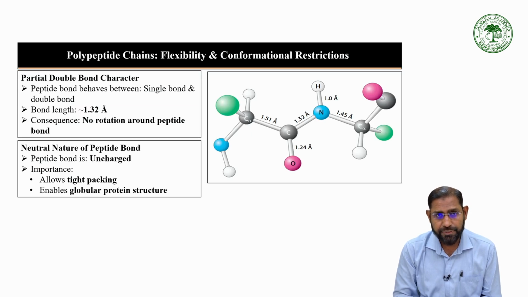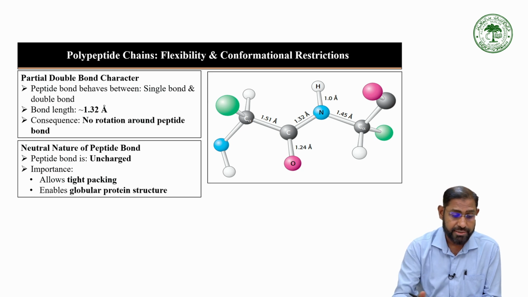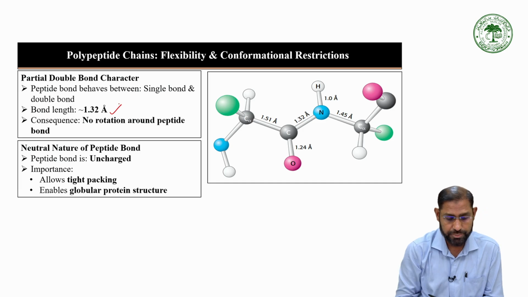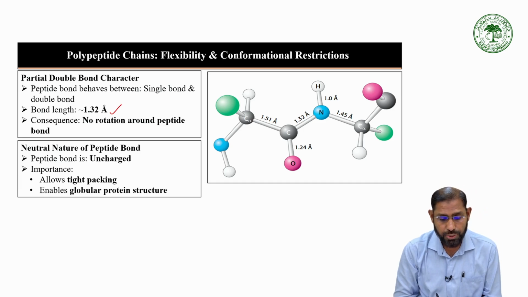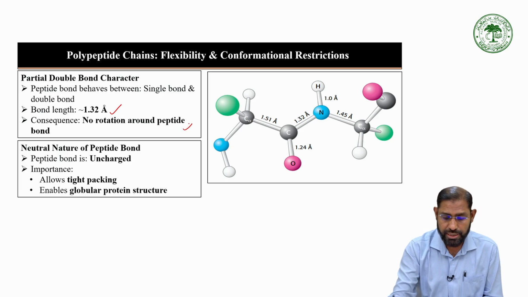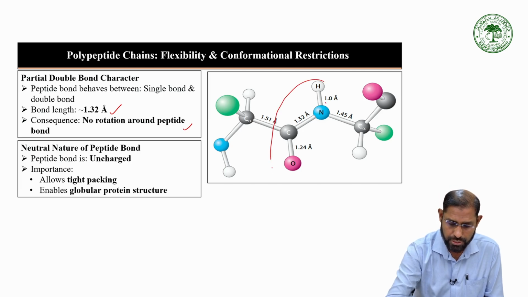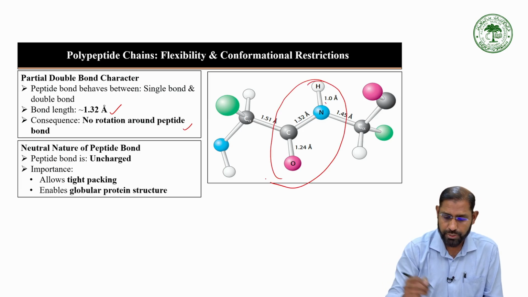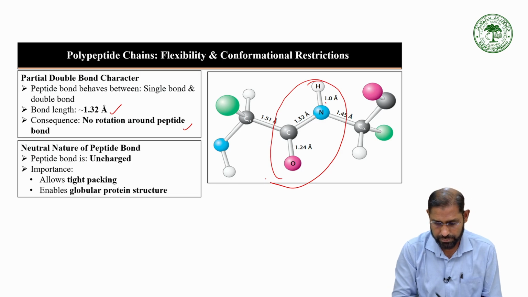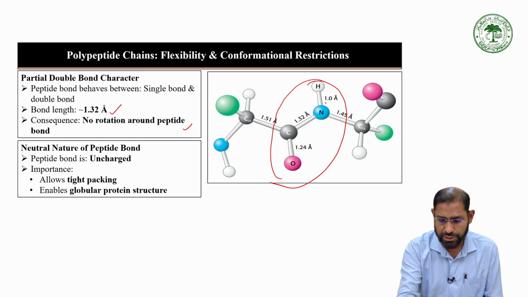The partial double bond character is very unique. That's why it behaves like both a single bond and a double bond, and its bond length is 1.3 angstrom. The consequence is that there is no rotation around the peptide bond, because of that resonance. There is rotation around C alpha to carbonyl carbon and N to C alpha, but there is no rotation in the peptide bond.